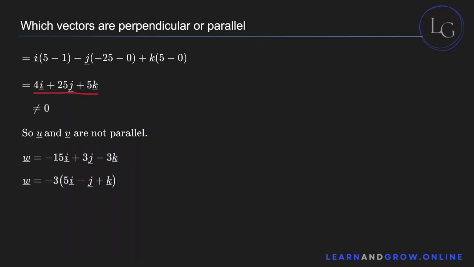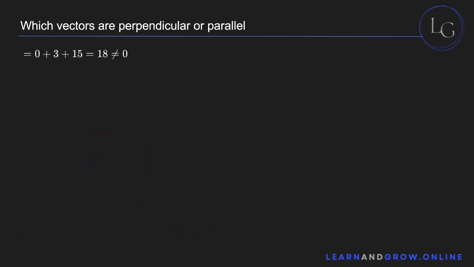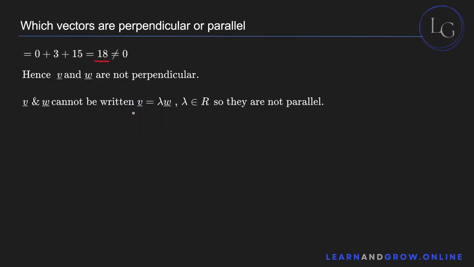Now, in the case of w, if you take negative 3 common in this vector w, you find that this vector here is equal to u. So w is equal to minus 3u, which means w is a scalar multiple of u, which means u and w are parallel. And if u and w are parallel, that already implies they cannot be perpendicular. Now, v dot w gives you 18, which means v and w are not perpendicular to each other. And v and w cannot be written as scalar multiples of each other, so they are not parallel either. So the only result we got is that u and w are parallel to each other because w is a scalar multiple of u.